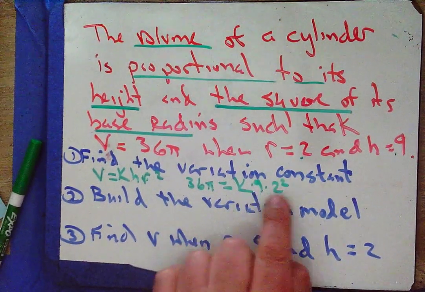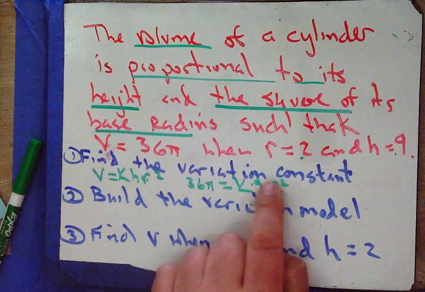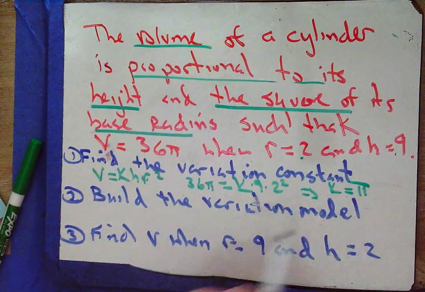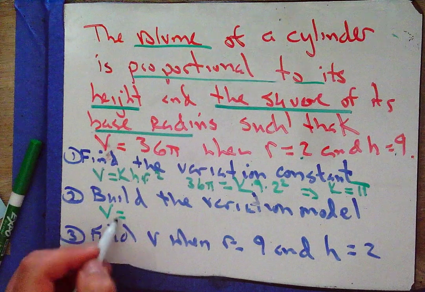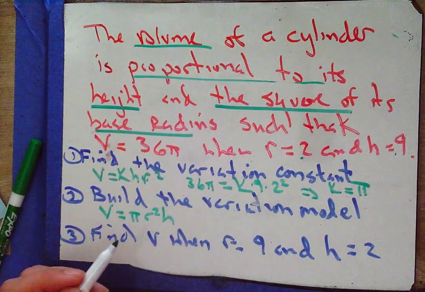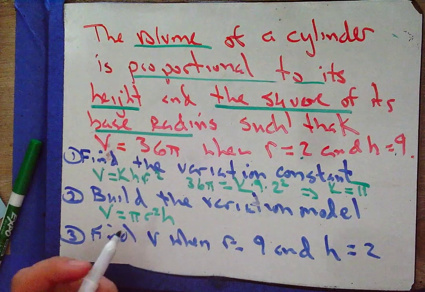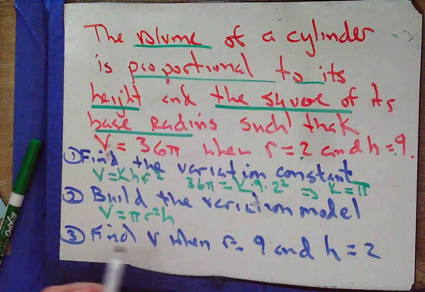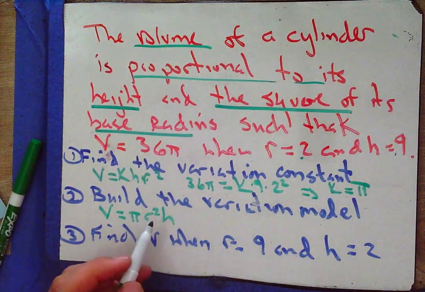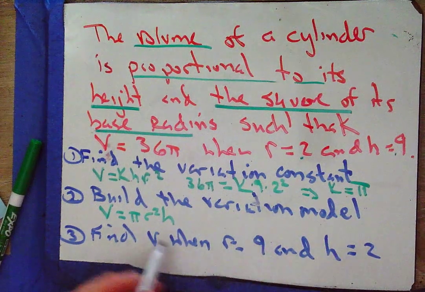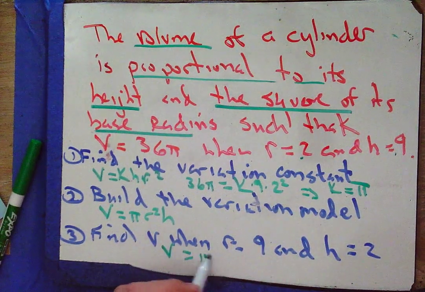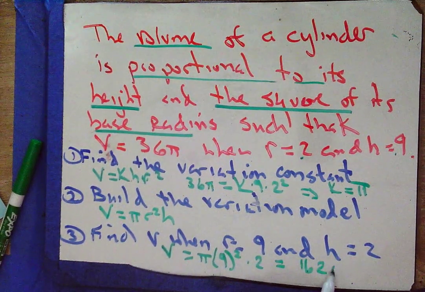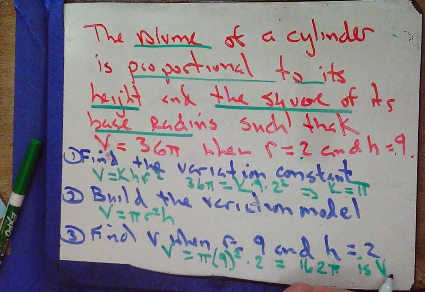The squaring doesn't go here. The squaring is just on the 2. 4 times 9 is 36. I divide both sides by 36. That gives me k equals pi. Okay, so my variation model, V equals pi r squared h, is what you learned in middle school and again in geometry class. And then let's use this variation model to predict volume when radius is 9 and height is 2. So V equals pi times 9 squared times 2, or 162 pi is the volume.